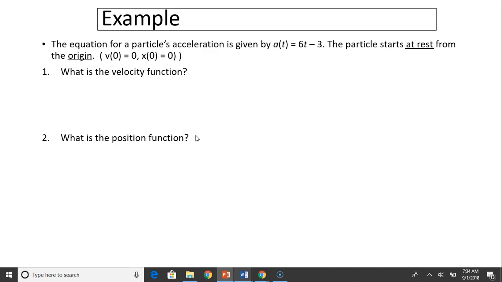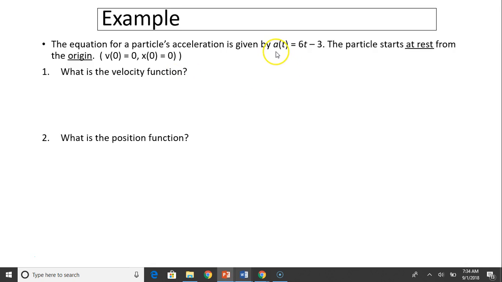Let's take a look at another example. The equation for a particle's acceleration is given by a(t) equals 6t minus 3. The particle starts at rest from the origin. So that means v at 0 equals 0, x at 0 is also 0. What is the velocity function?